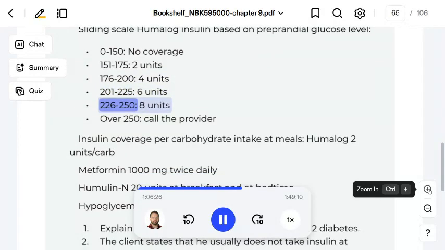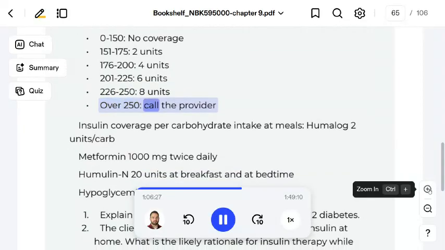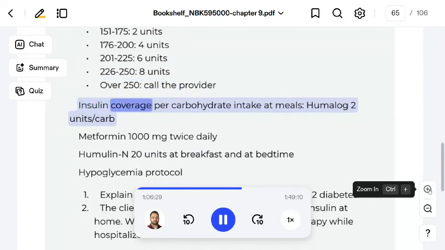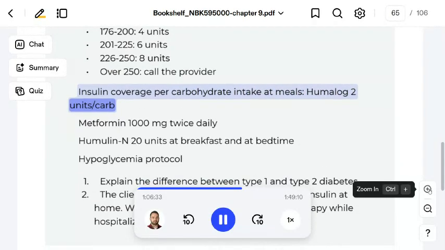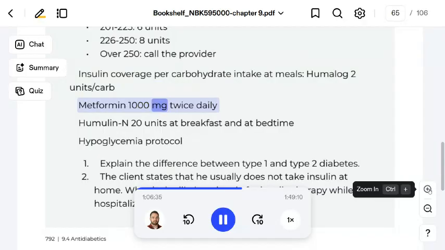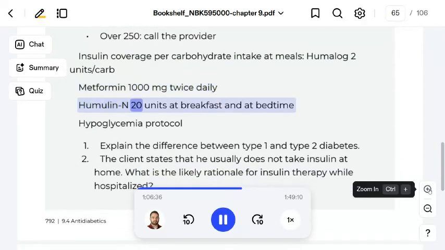226 to 250, 8 units. Over 250, call the provider. Insulin coverage per carbohydrate intake at meals, Humalog 2 units per carb. Metformin 1000 mg twice daily, Humulin N 20 units at breakfast and at bedtime.